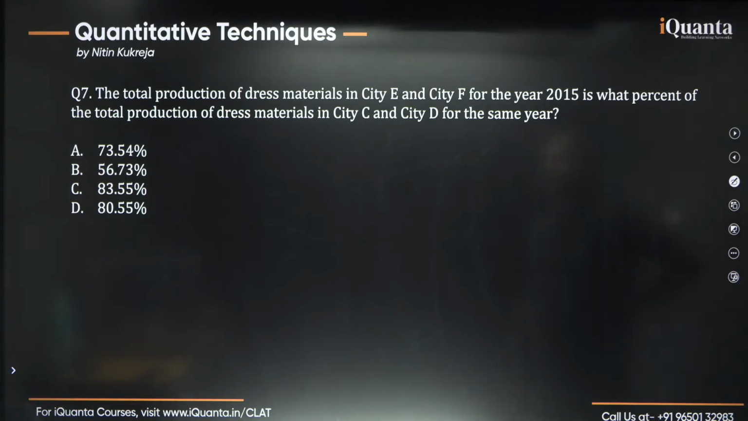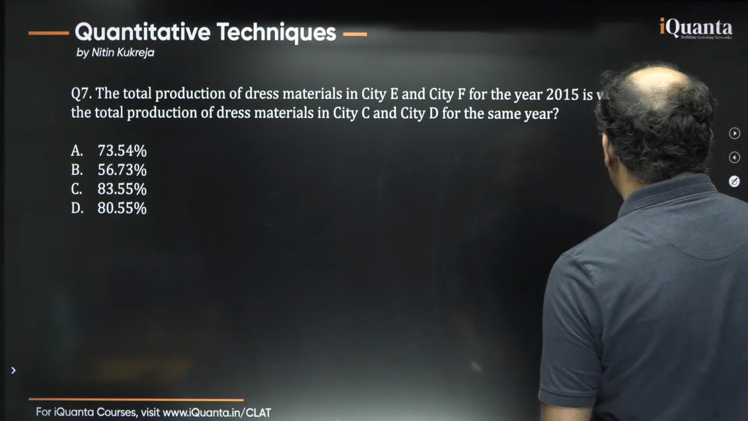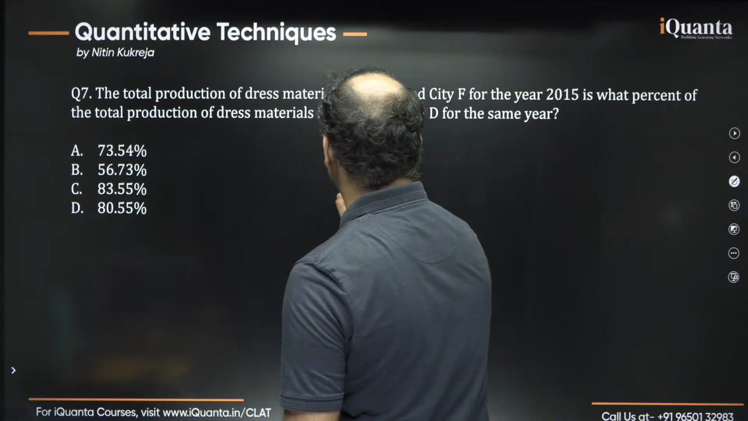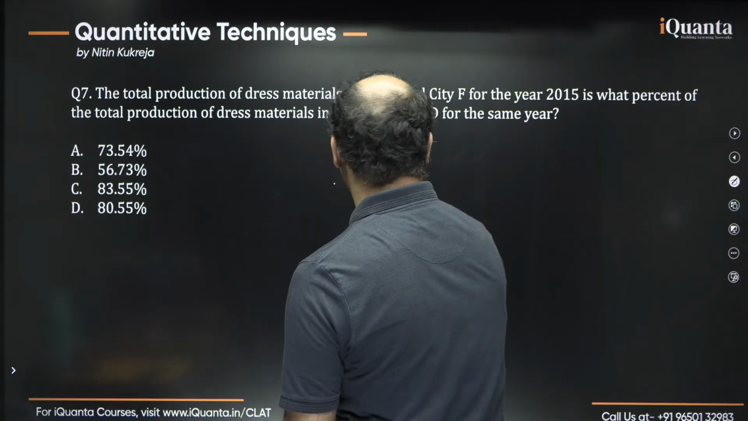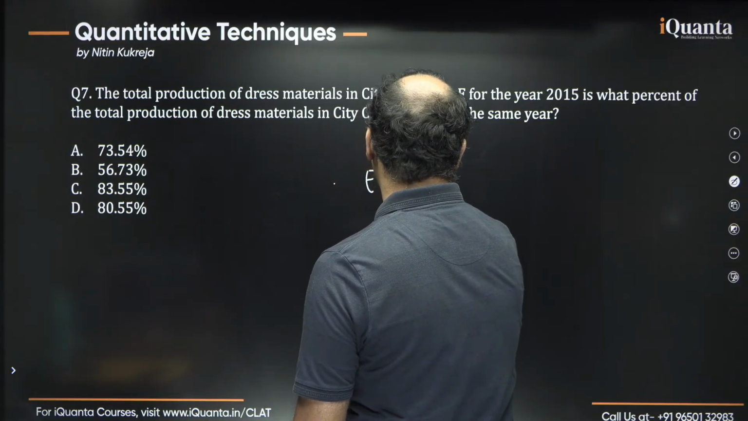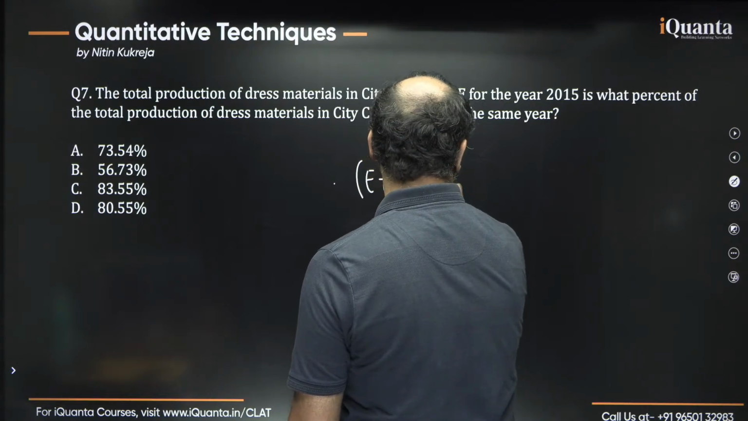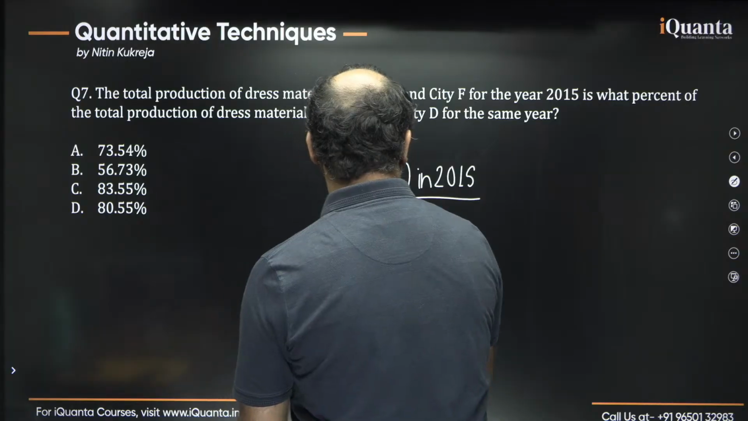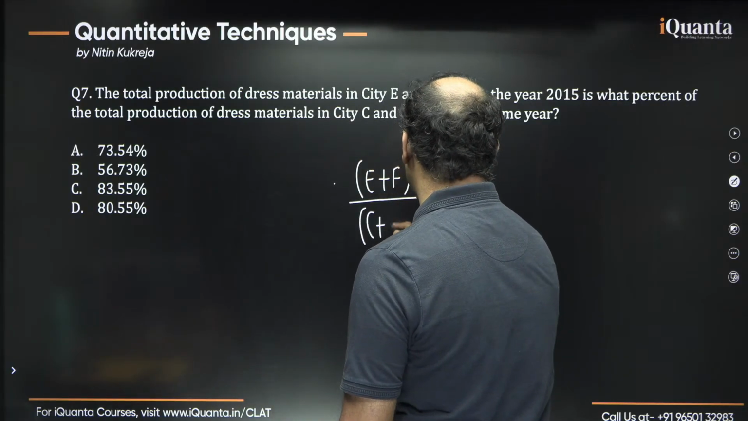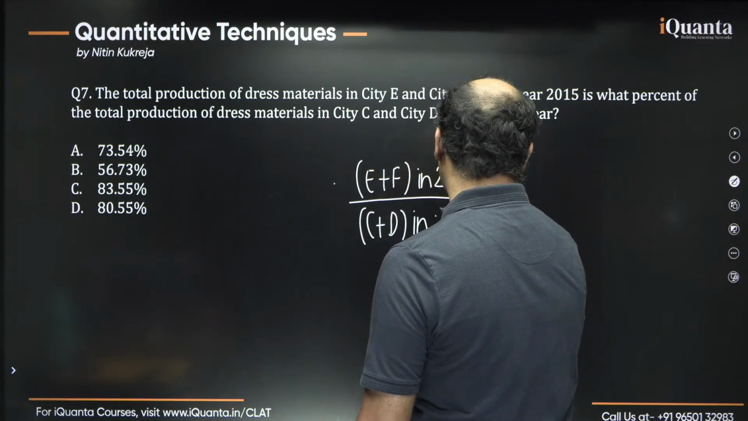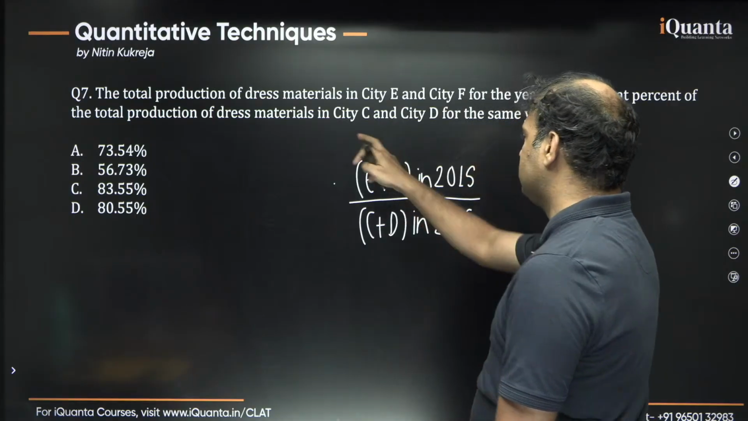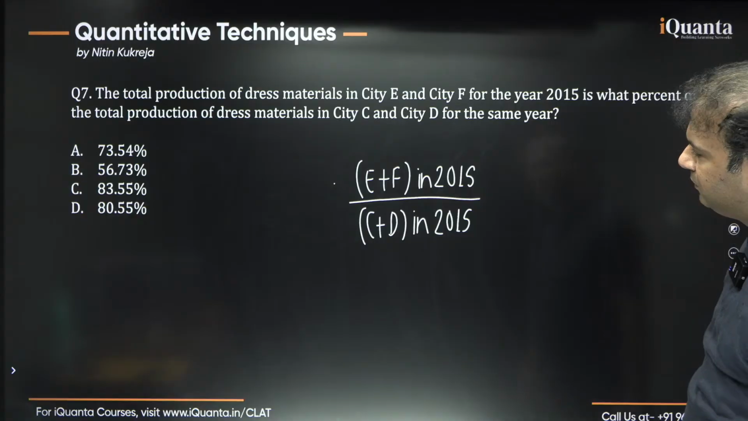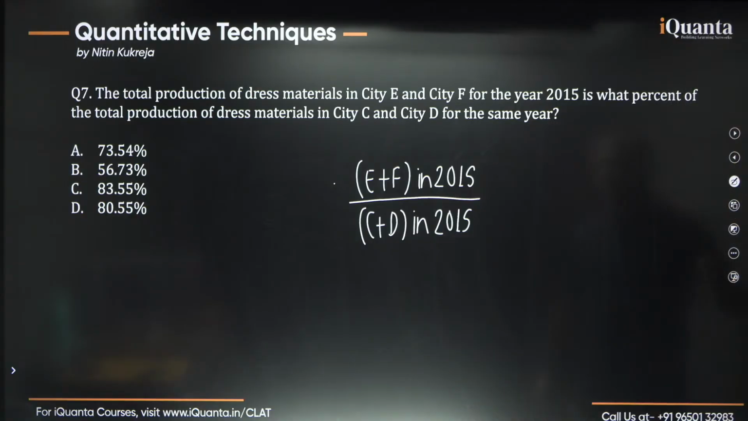Alright. In city E and F and 15. Okay, let's write this first. We need to find the total production of city E and F in 2015, and what percentage it is of the total production of dress material in city C and D for the same year. So this is what we have to find out. Let's quickly find out the data. We just have to do some calculation.